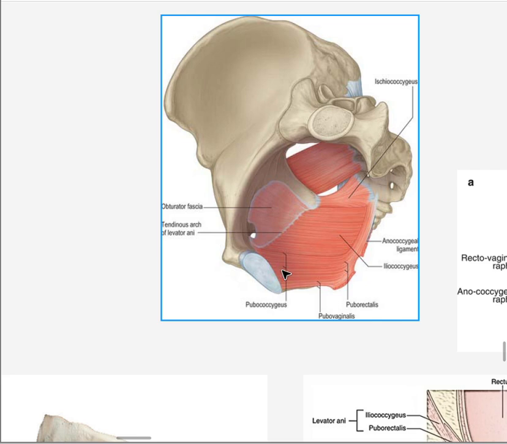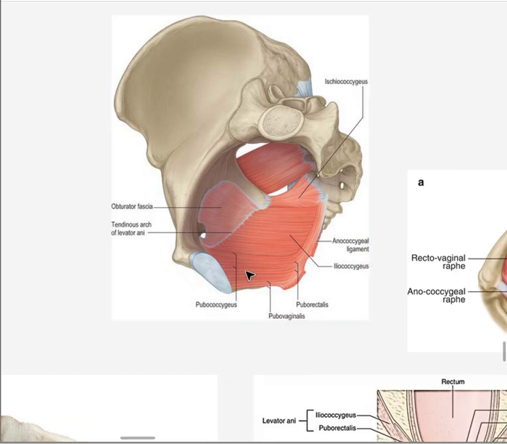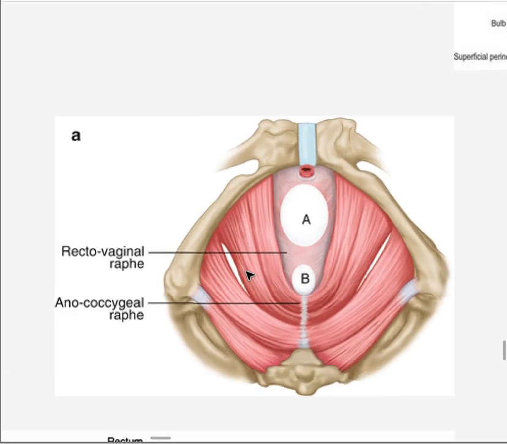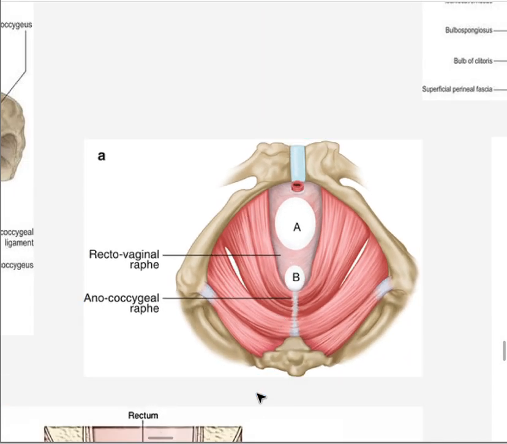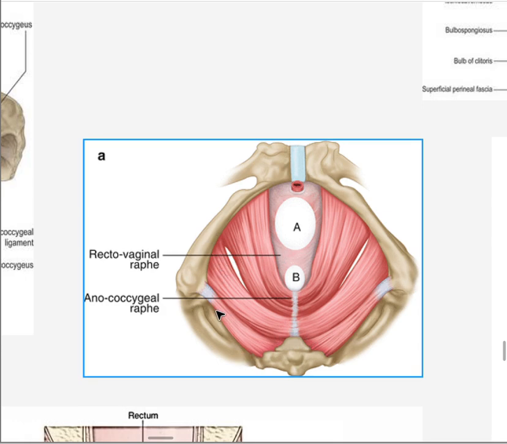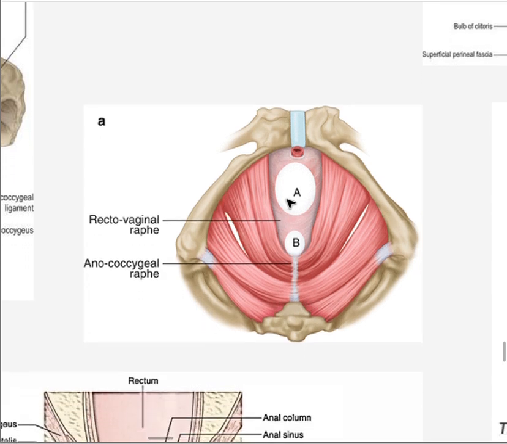The medial edge passes beneath the bladder and runs laterally to the urethra, into which some of the fibers are inserted. So the medial edge of the pubococcygeus basically passes beneath the bladder and runs laterally to the urethra. You can see that here. Some of the fibers of the pubococcygeus are inserted into the urethra.